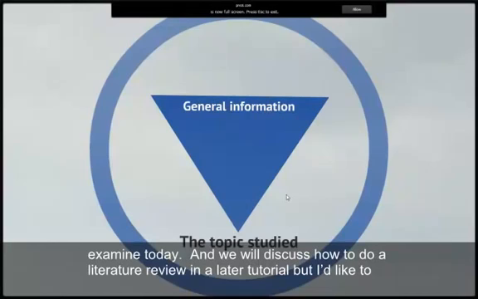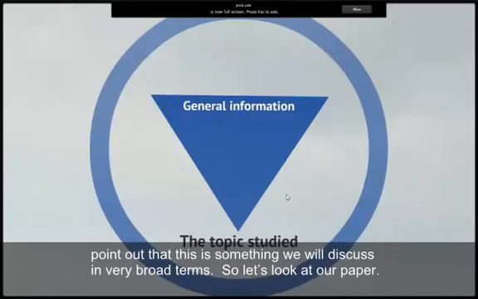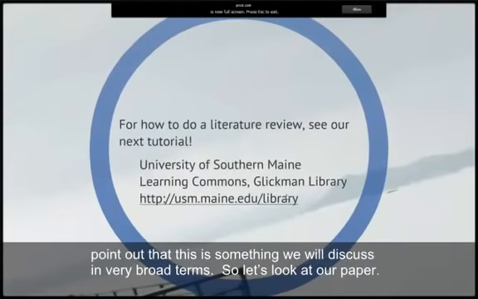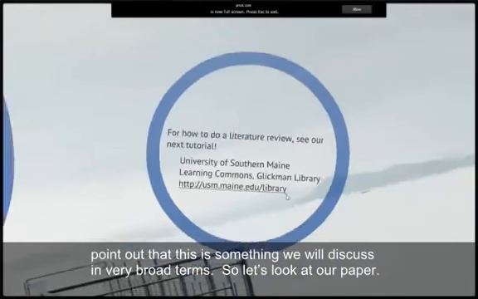We will discuss how to do a literature review in a later tutorial, but I'd like to point out that this is something we will discuss in very broad terms. So, let's look at our paper.